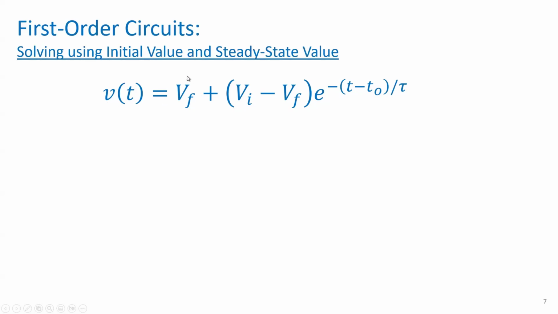V of t is going to be VF plus the quantity VI minus VF times the exponential e to the minus t minus t naught over tau. So the step change occurs at t naught. We've been saying, well, the switch closes at 0 seconds. If the switch closes at 2 seconds, t naught will be 2.